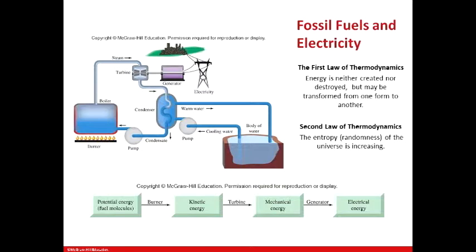Does everyone follow? Be sure you take a look at this diagram at the bottom here. So what we have is potential energy. These are fuel molecules. They're just sitting there doing nothing. We put it in a burner. We combust it. In this case, we get the heat out. We get kinetic energy. That kinetic energy turns the turbine. The turbine converts that. That's mechanical energy.